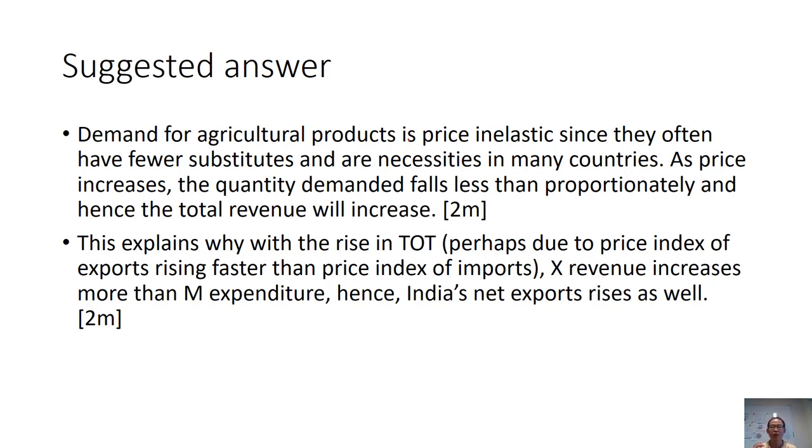So basically, 2 marks for using PED, explaining the PED correctly for agriculture goods, and finally linking the change in either PXQX or PMQM to explain how the balance of trade, the net exports, can also increase. So this will be the total 4 marks. I hope you have an idea how to tackle all the lower order skills questions. Thank you.